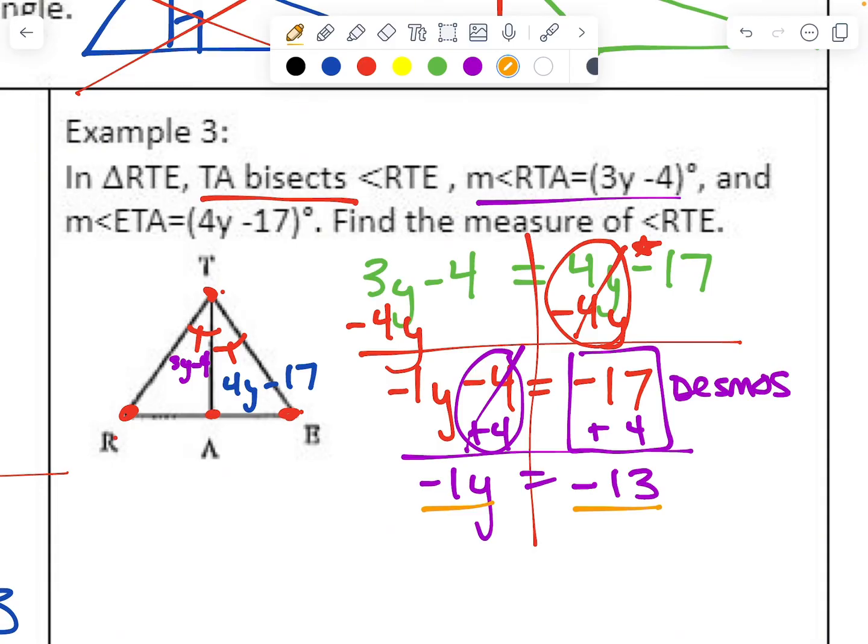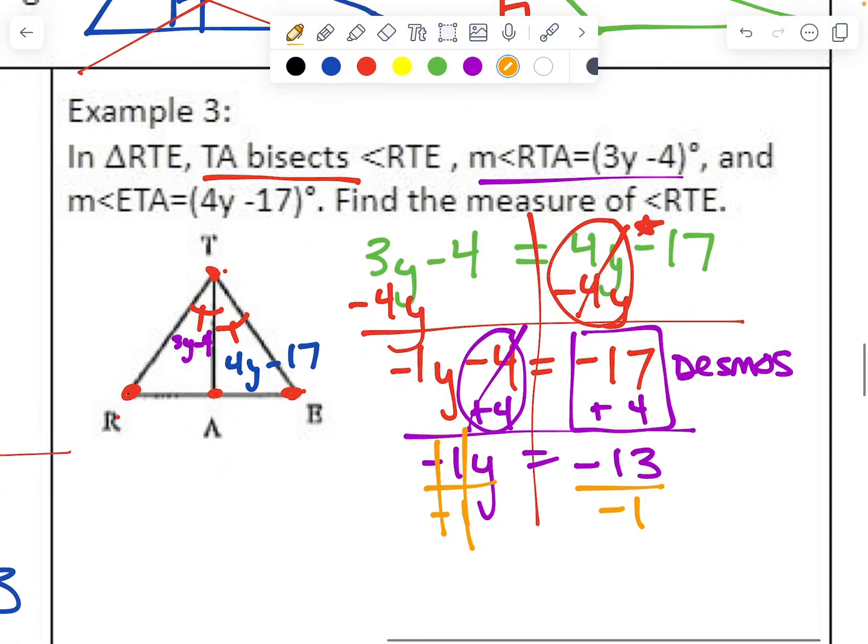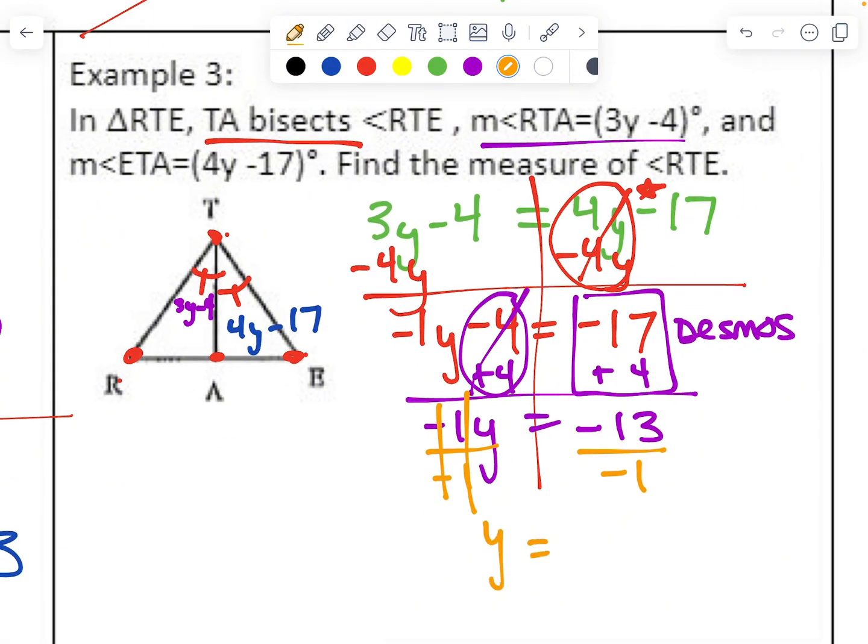So we want to divide by not just a 1, but a negative 1 on both sides, because negative divided by negative will be a positive. The 1's will divide out, and the negatives will also divide out. So we have a positive 1y. And then negative 13 divided by a negative 1. Again, if you need help, you can type that in on Desmos so that you can get your sign correct, is a positive 13. So that means the value of y is 13.